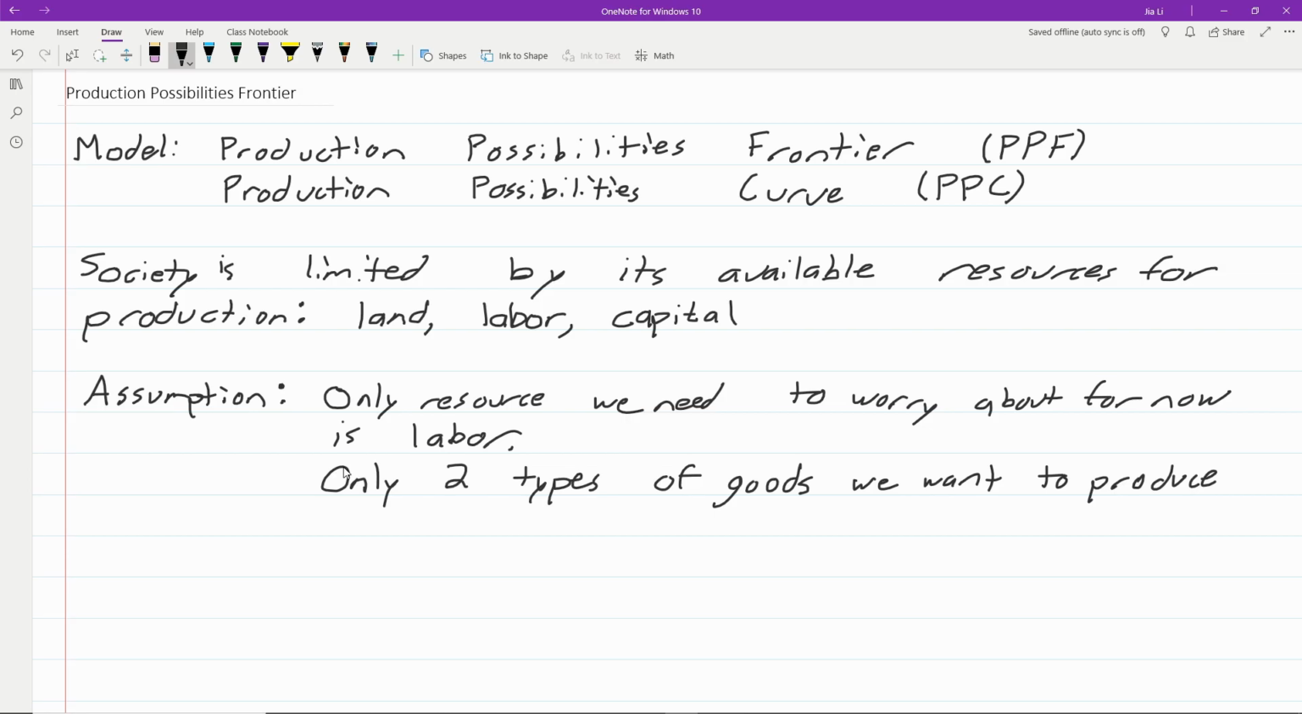If I wanted to include more than two types of goods in this model, we actually can do that, but it's going to be very hard to do that just by drawing it by hand. We would need a computer to model and draw it for us instead, and that's not really the goal of this class or this lecture. So we're going to keep it simple and say that there's only two types of goods that we want to produce.